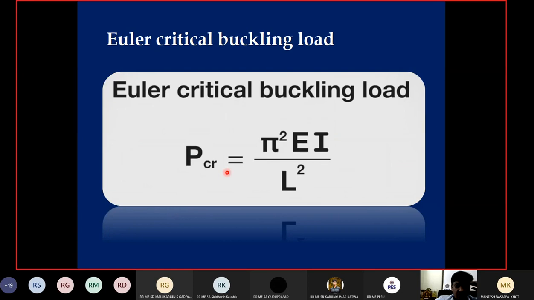That means if you take a column of 1 meter and 2 meter, you can easily make out how the length is going to affect the critical buckling load. So if you look at the sensitivity of this, this is L square. So this is more sensitive. If I take a differential of this, you can see that. This is very, very sensitive, and we need to be very careful when dealing with Euler's critical buckling. So you can easily make out the length plays a very important role when it comes to Euler buckling.